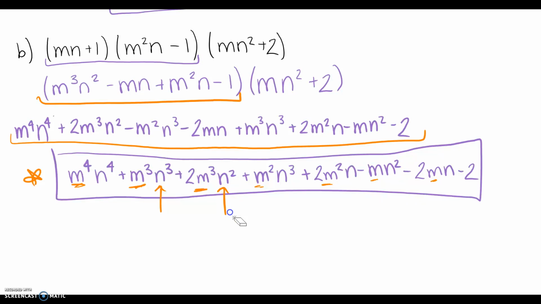For these problems, I probably won't be too picky, but you should write it in a relative order, definitely ending with the 2mn and the minus 2.